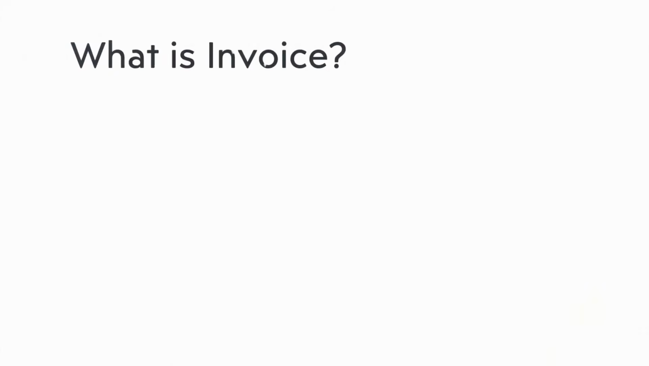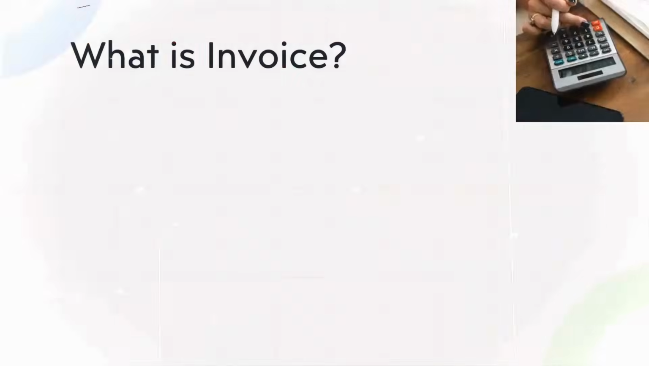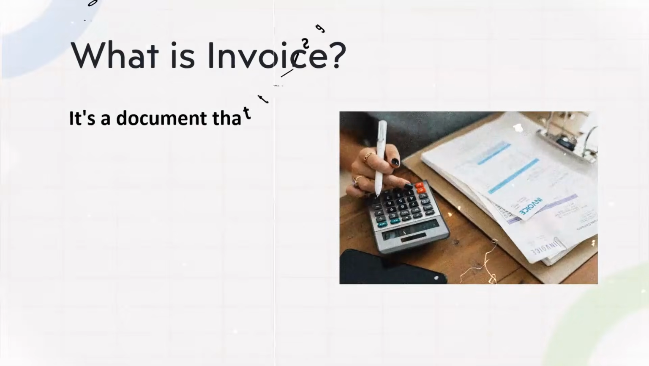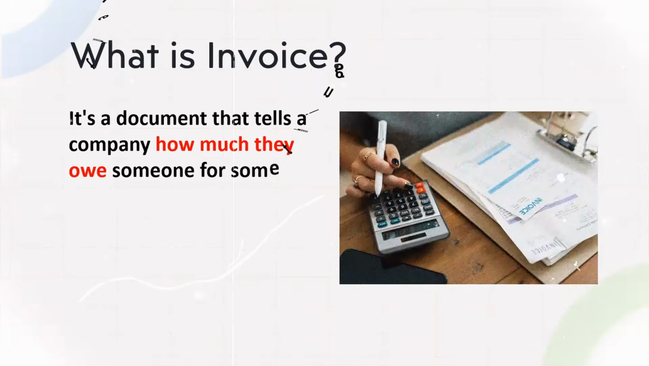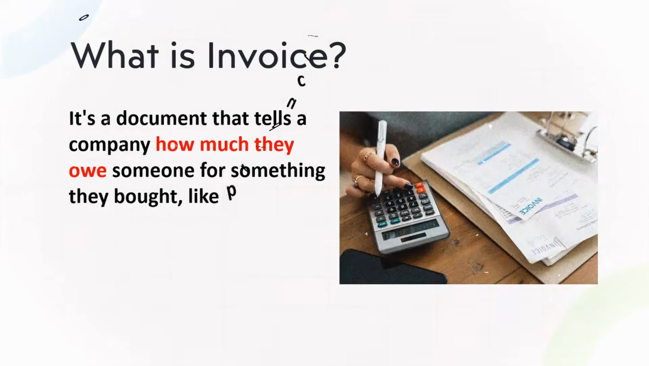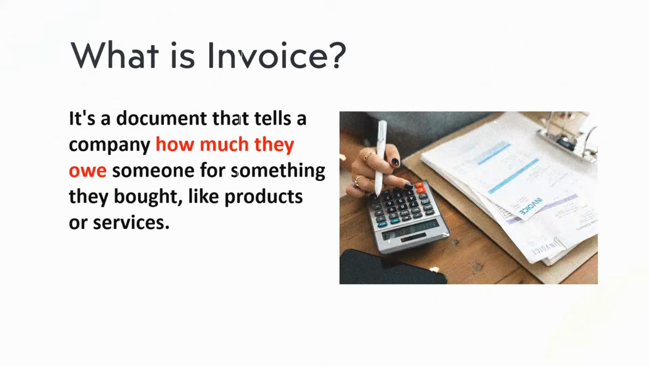Moving ahead, now let's talk about what is an invoice. So an invoice is a document which tells a company how much they owe someone for the services or the goods they have received from them. So it is nothing but a commercial document which lets you know that you need to pay someone something for the services or goods that you have received from them.